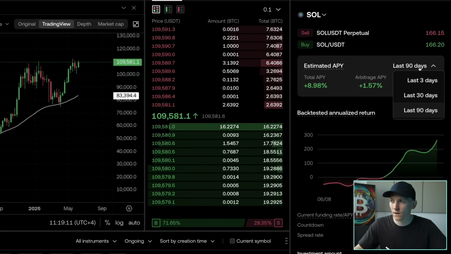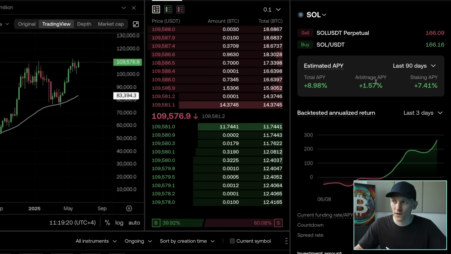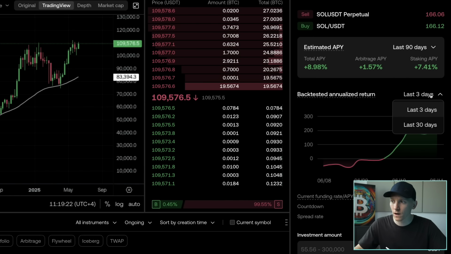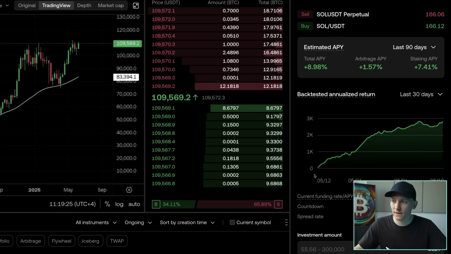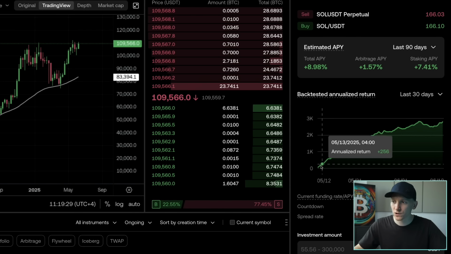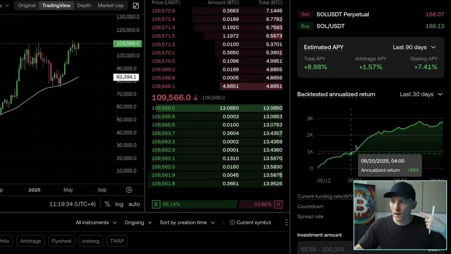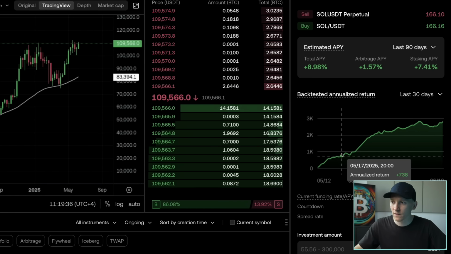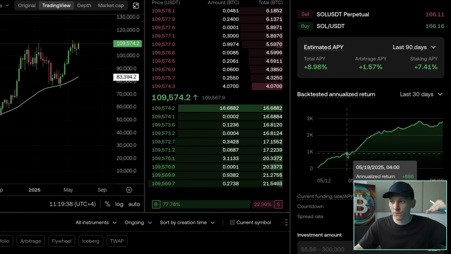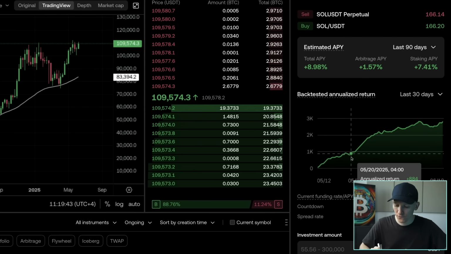You can see over the last 90 days, the total APY, the arbitrage APY here, staking APY. So out of this on Solana, you're actually getting way more from the staking rewards than you are from the funding rate arbitrage. And you can see over the last, let's say 30 days, this is the yield that you're getting out, right? So the price of Solana doesn't matter. You're just creaming this funding rate arbitrage off. Every time the funding rate refreshes and you get paid, you can see you earn that money. Now you can also see there's some points where the actual yield that you get out of the trade goes down, and that's part of the risks of this trade.